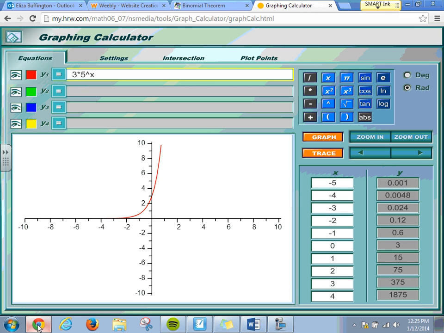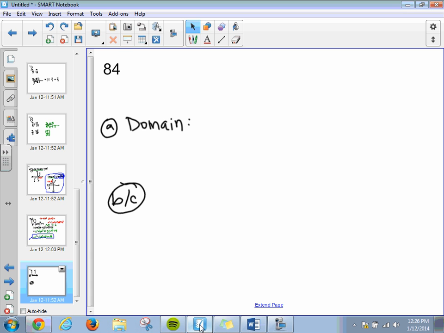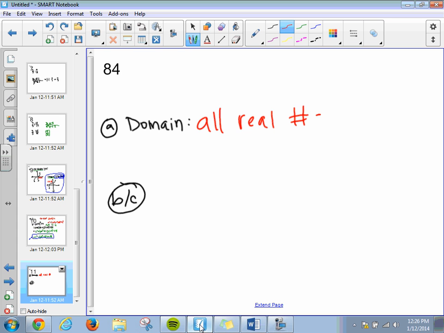Well, thinking about exponents, we know we can raise negative exponents, we can raise positive exponents, and we can raise it to 0. We know they can be fractions, they can be decimals, they can be whole numbers. So really, what we plug in for x can be anything. So our domain is going to be all real numbers. The math shorthand for that is just a fancy looking R.